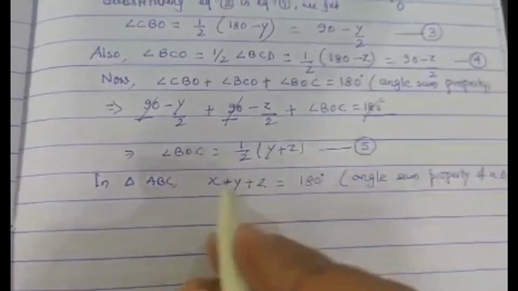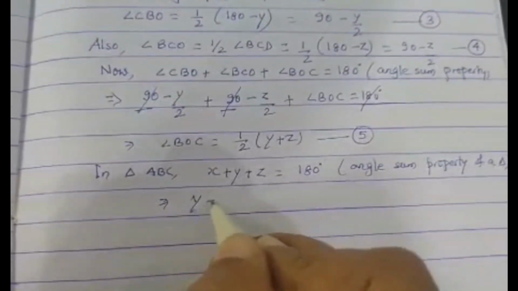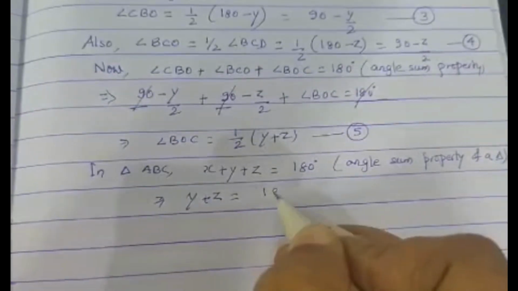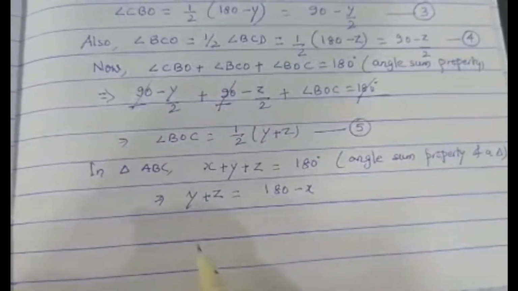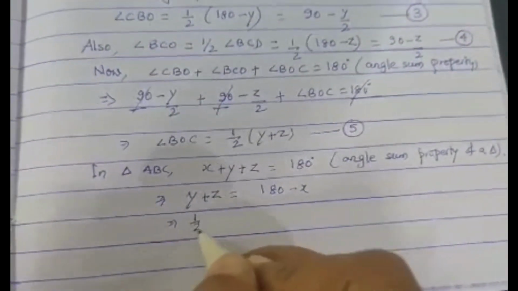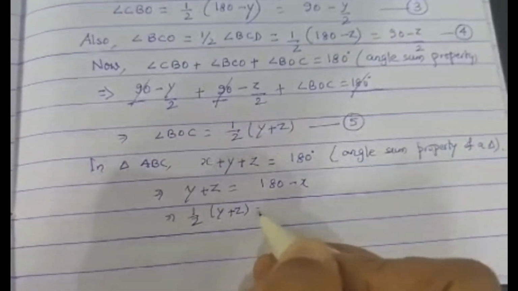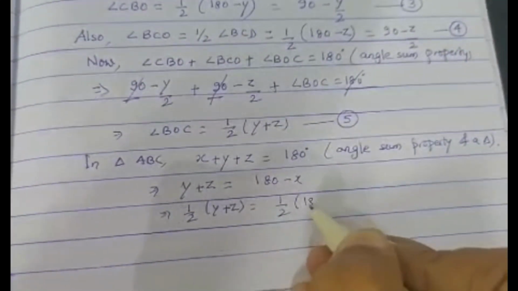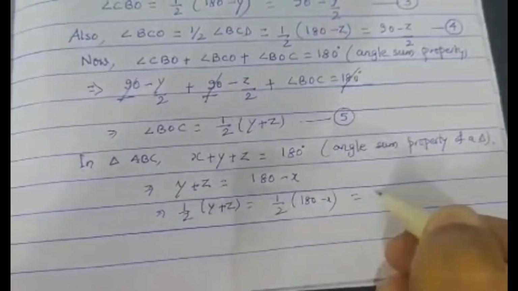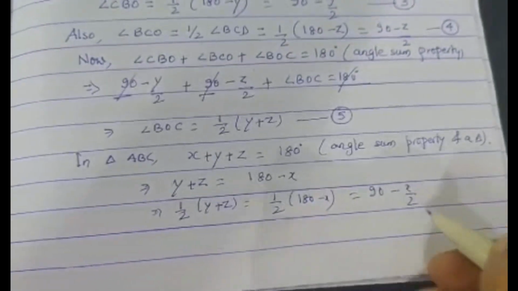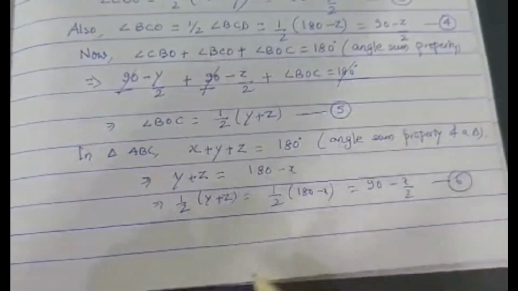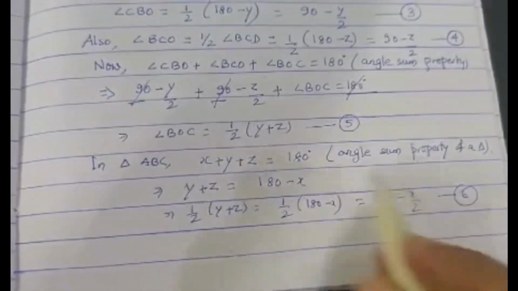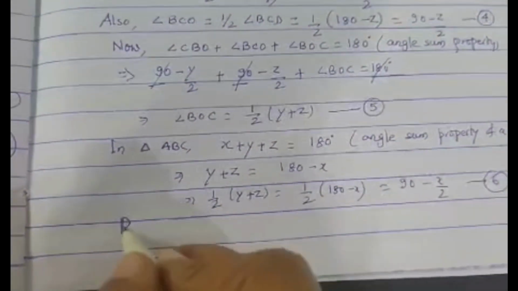Now we will put, this implies y plus z equal to how much? 180 minus x, okay. This implies half of y plus z equal to how much? Half of y plus z equal to half of 180 minus x, and that will be equal to 90 minus x by 2. Let us write it equation 6.